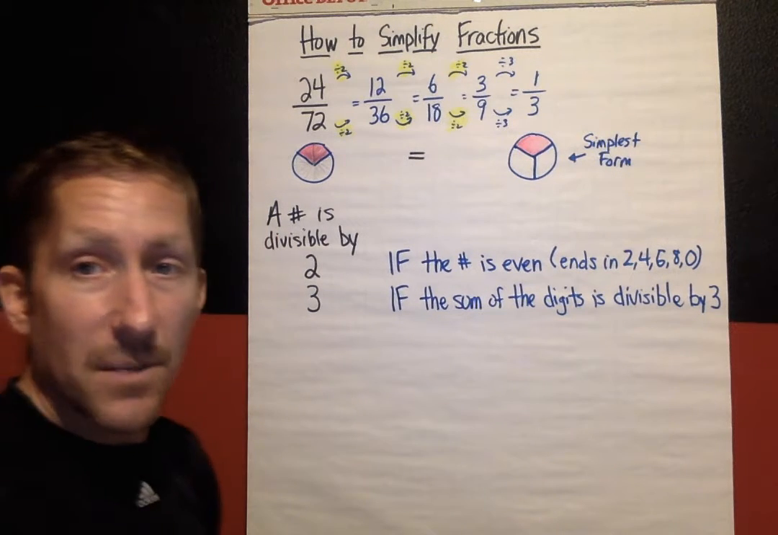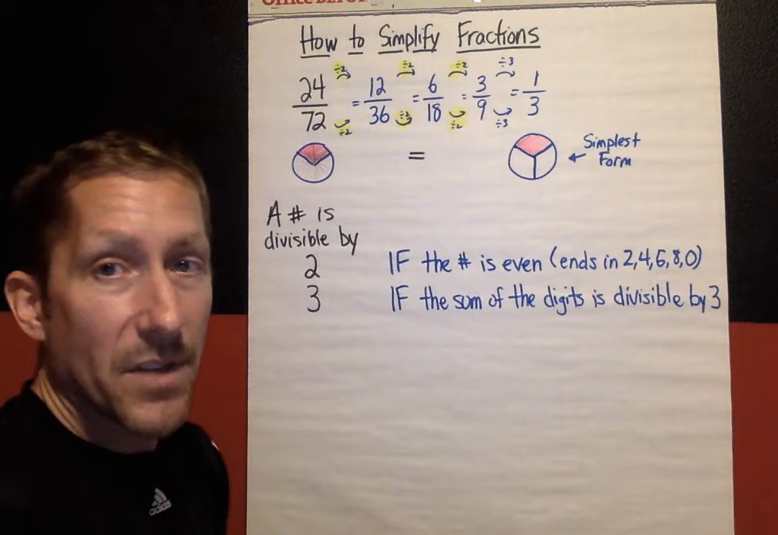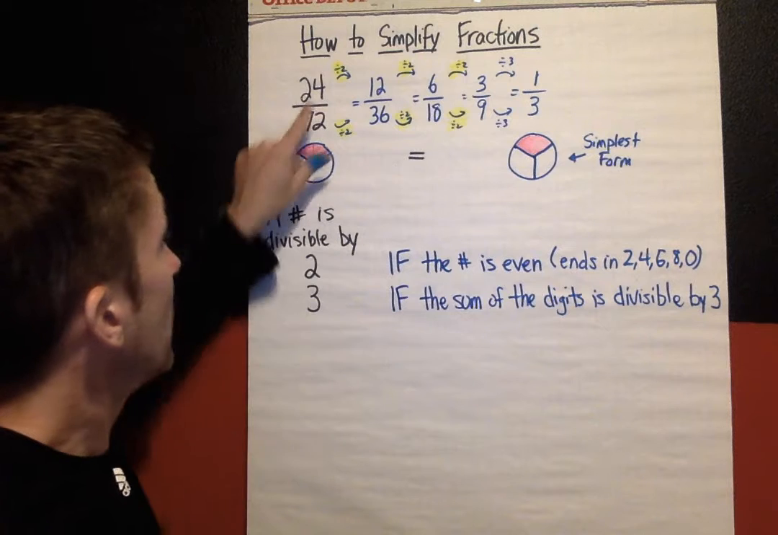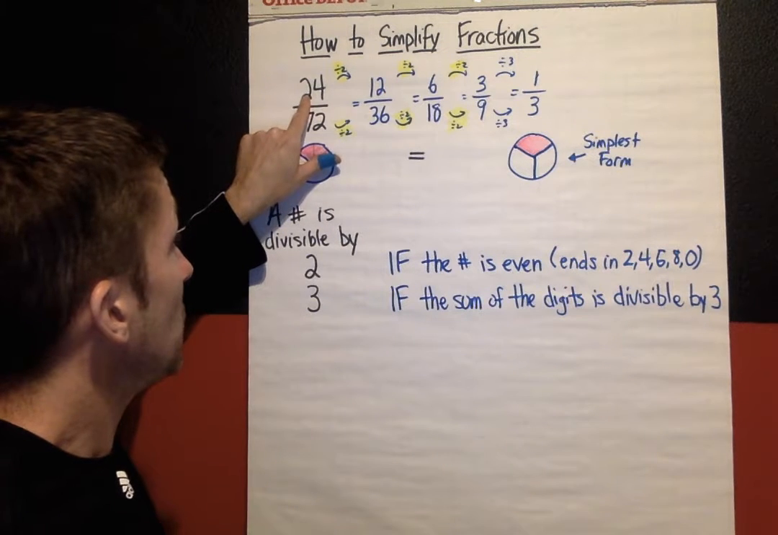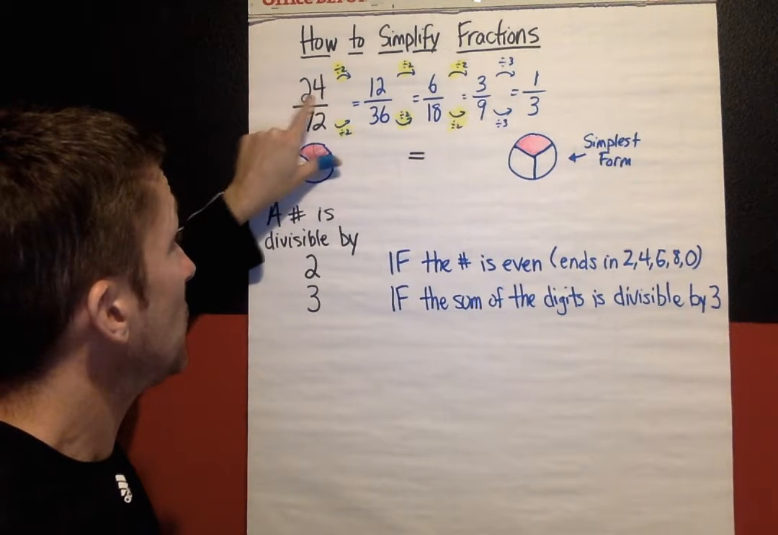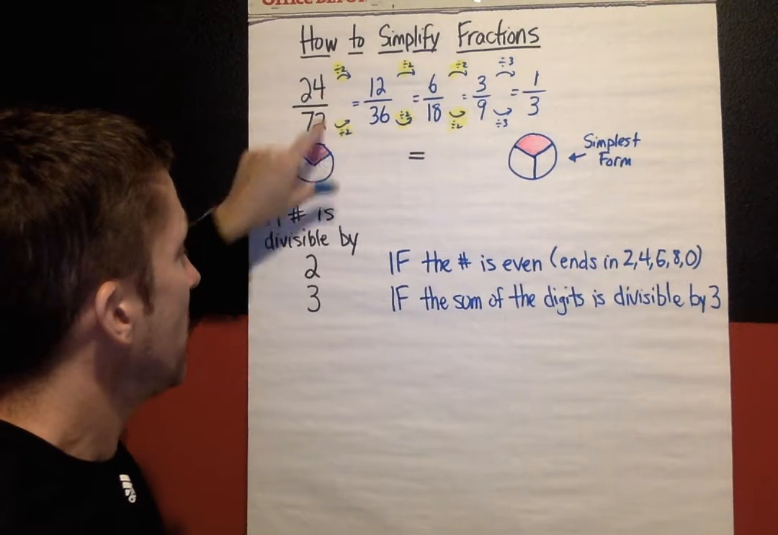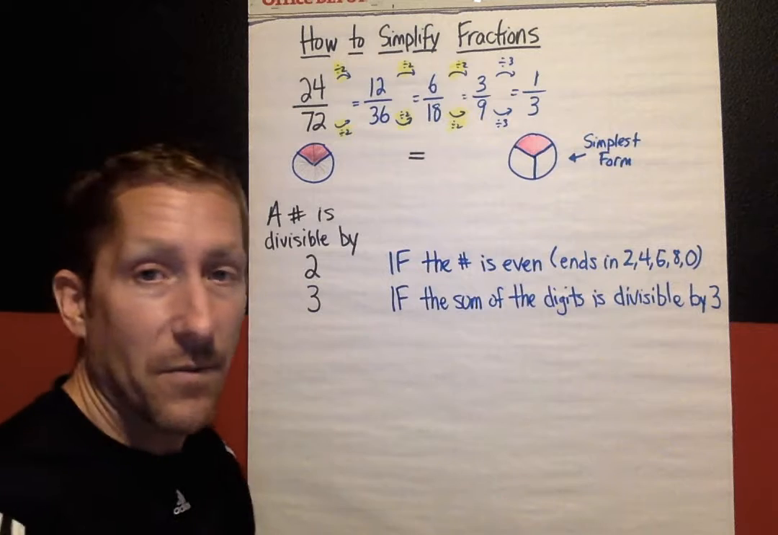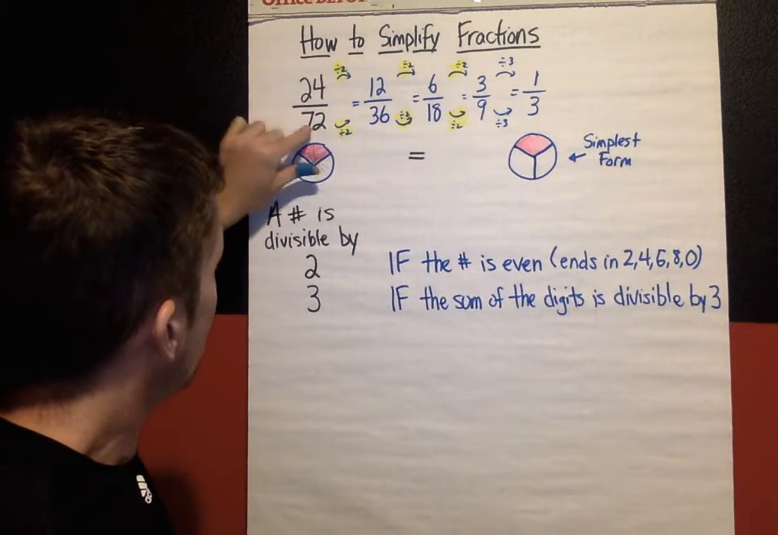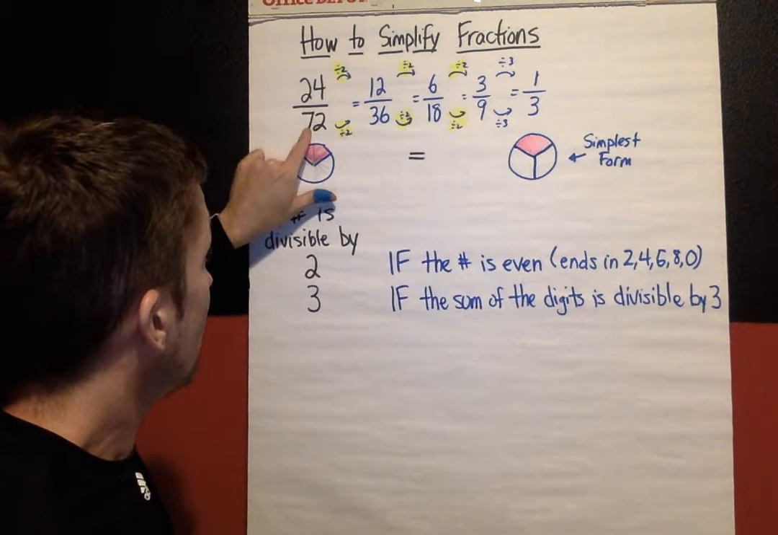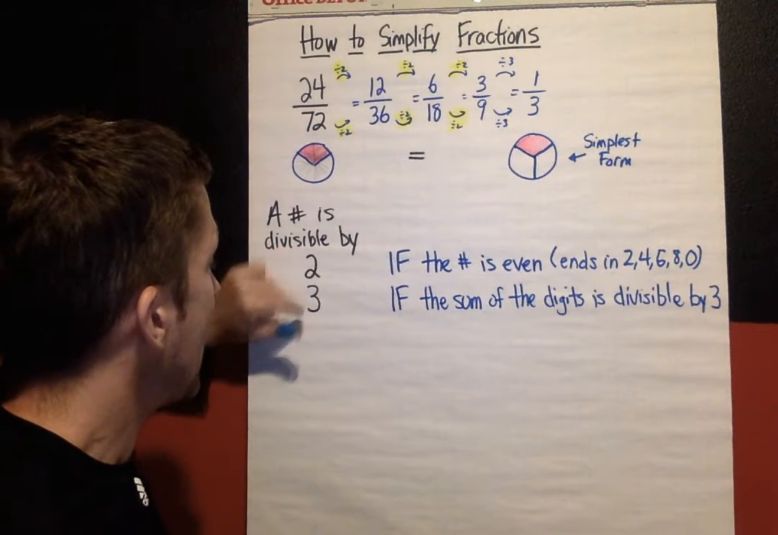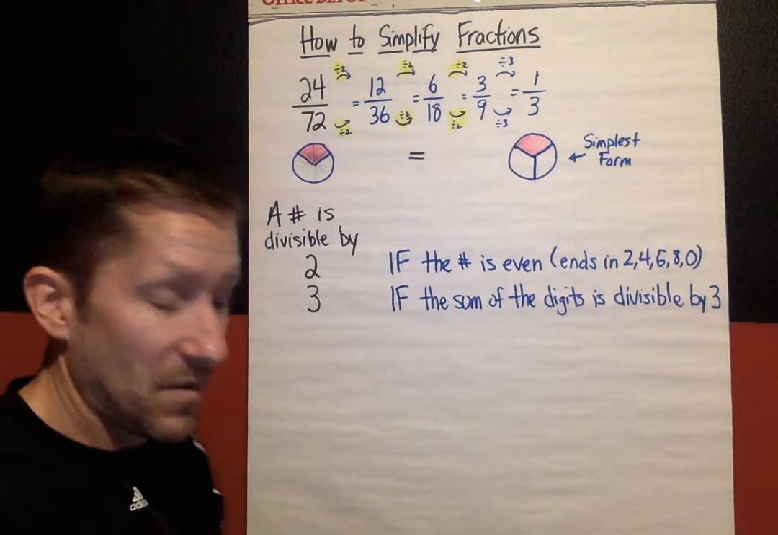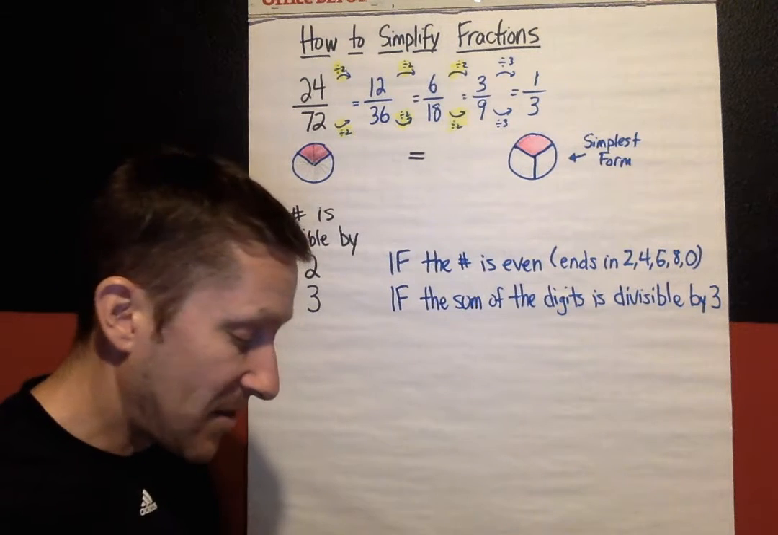The sum of the digits means you take the actual numbers of the number, the digits of the number, you add them. So 24 is made up of a 2 and a 4. I add 2 plus 4 makes 6. 3 goes into 6, so that means 3 is going to go into 24. Same thing with 72. I add 7 plus 2 makes 9. 3 goes into 9. 3 is going to go into 72. 3 is a factor of 72.